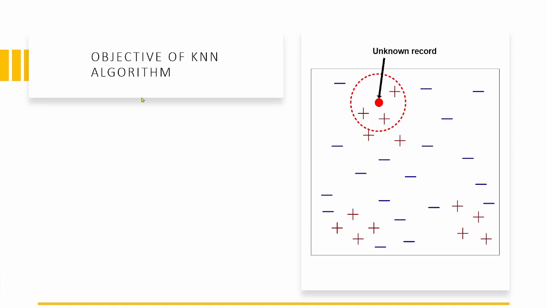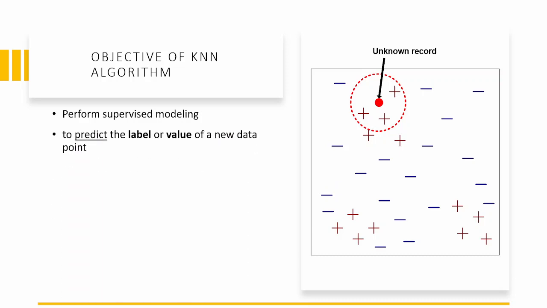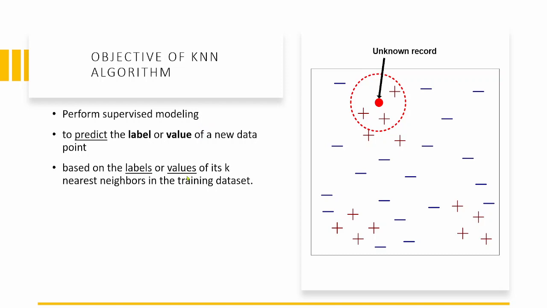The objective of KNN is essentially to perform supervised modeling. By supervised modeling, we are referring to a data set which has features and also the labels. In order to predict the label or a value of a new data point, we use supervised modeling, and KNN is one such algorithm. It is based on the labels and the values of the k nearest neighbors in the training set. We will talk about what the nearest neighbor is and what k is.